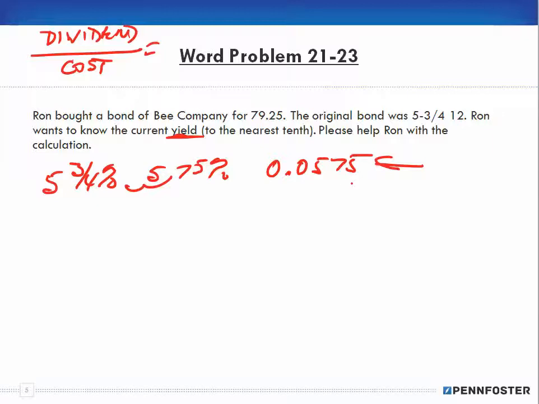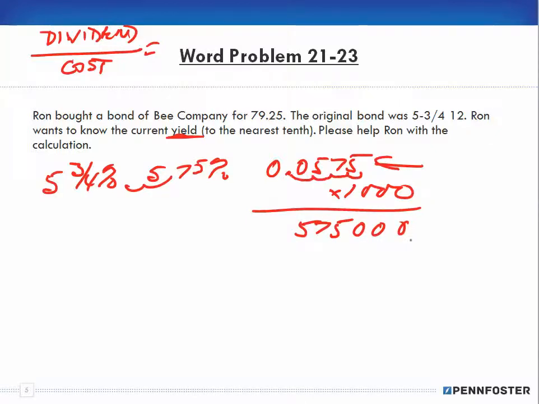And since the face value of the bond is 1,000, we multiply by 1,000, and then we move the decimal place 1, 2, 3, 4, and so we have an annual interest of $57.50. Now, if that's our interest, for our, not dividend, we take the interest. That shouldn't be dividend. I was thinking in terms of interest.